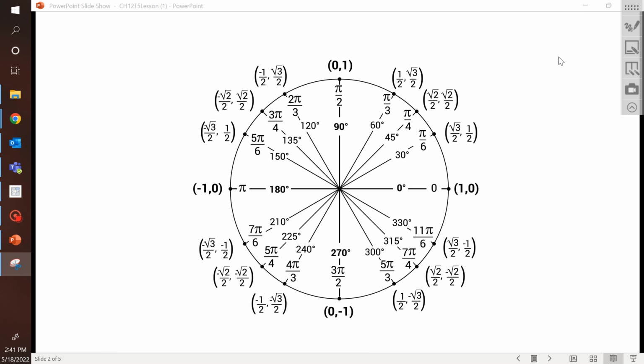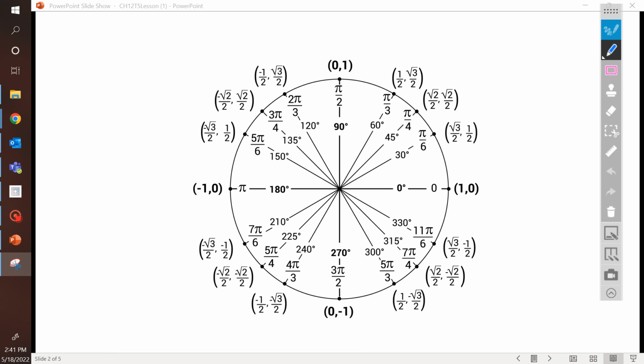But first, let's talk about what we can use the unit circle for. If you remember, the trig functions sine, cosine, and tangent are all ratios of the different sides of a triangle. SOHCAHTOA: sine is opposite over hypotenuse, cosine is adjacent over hypotenuse, and tangent is opposite over adjacent. So these apply to triangles.